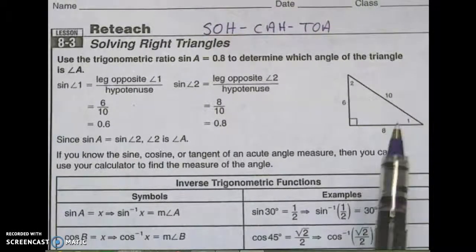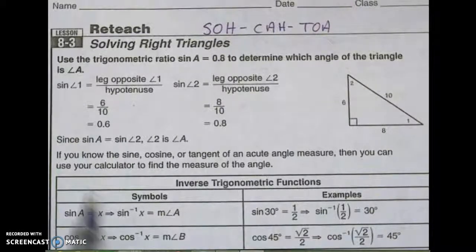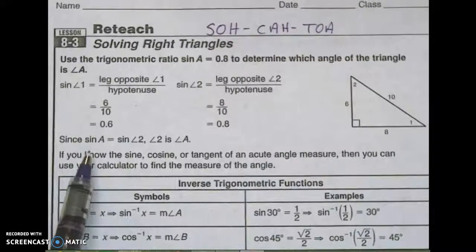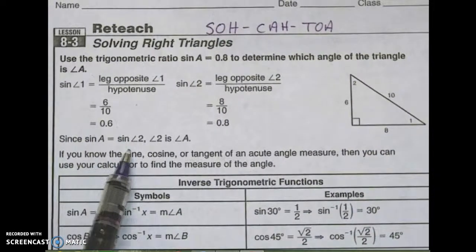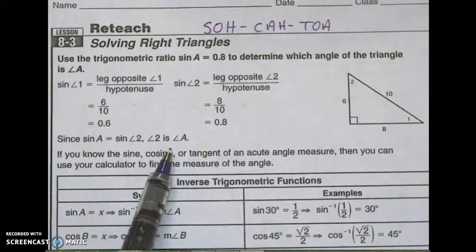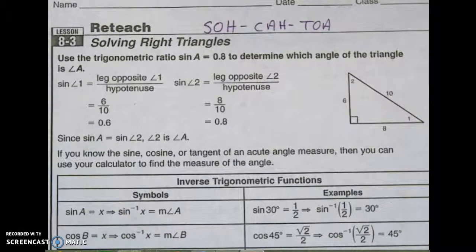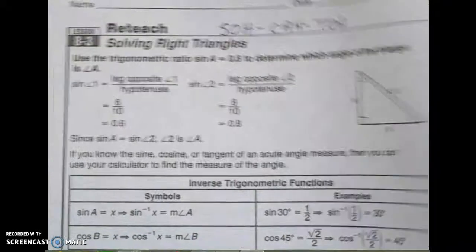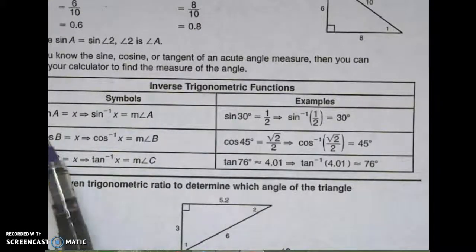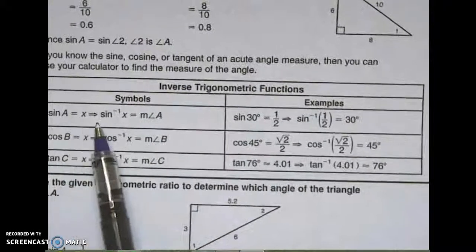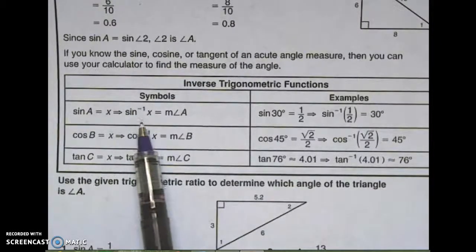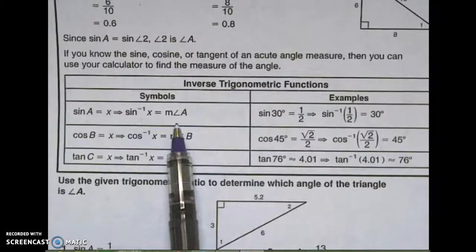So I'm taking a look at finding my angles. It says if I'm looking to figure out which angle was angle A, I know that angle A was the same as the sine of 2, so angle 2 is equal to my A. If I know the sine, cosine, or tangent, then I can figure out the measure of the angle. If I know that the sine of A is equal to some fraction x, I can take the inverse sine of that fraction x to get the measure of the angle A.